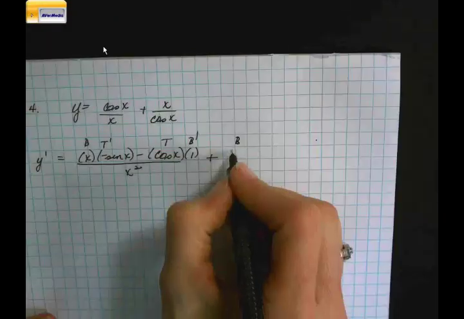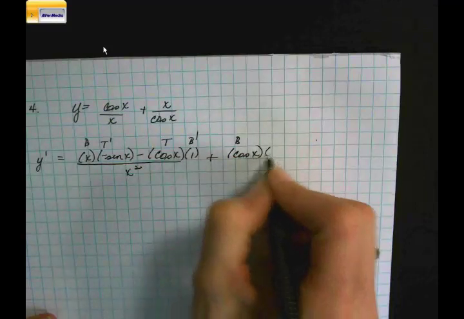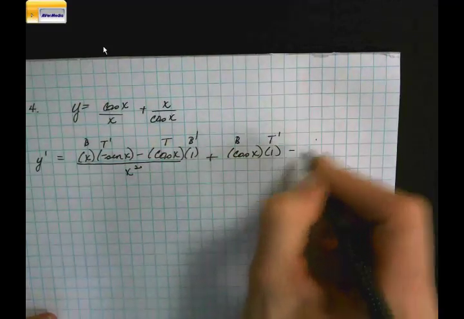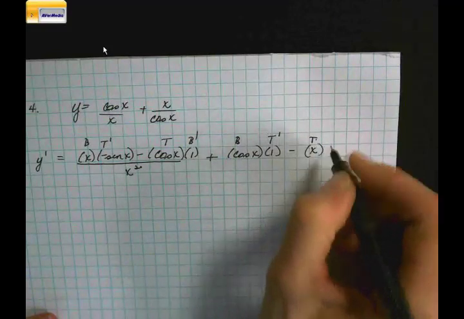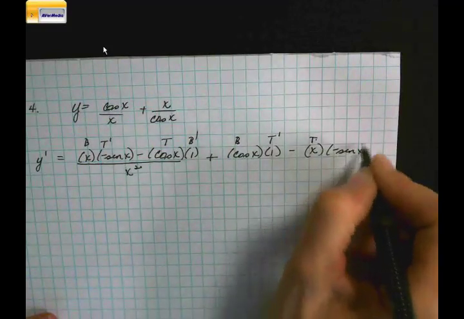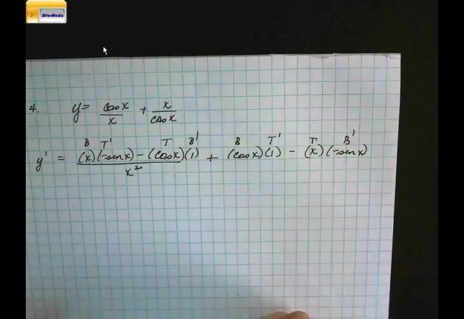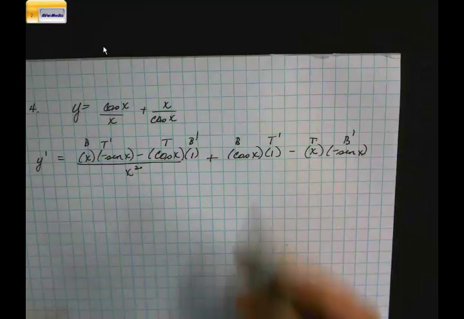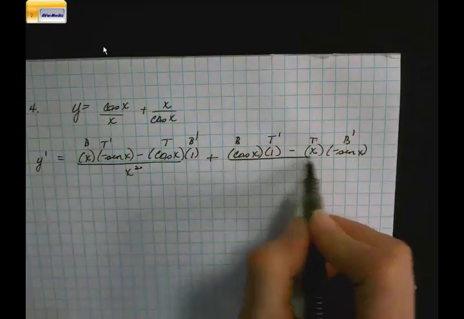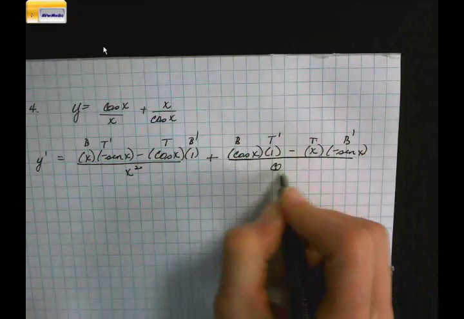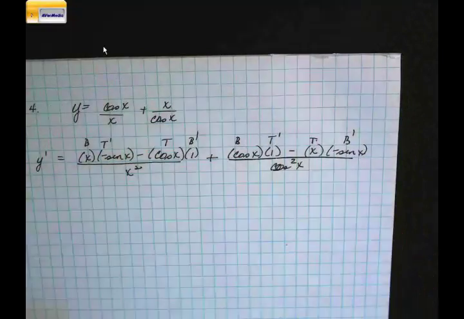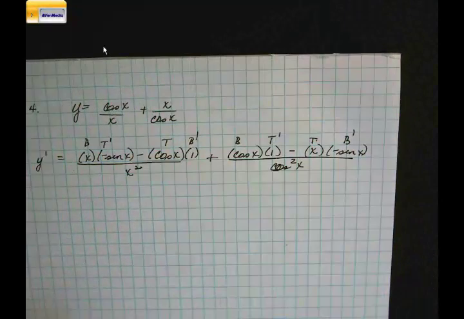Okay, the second one is going to be the bottom times the derivative of the top. The bottom is cosine x, and the derivative of the top is 1. Minus the top, which is x, times the derivative of the bottom, and the derivative of cosine is a negative sine. Did I do something wrong? No. Okay. Divided by the bottom squared. Yeah, this one doesn't come out to anything fancy.